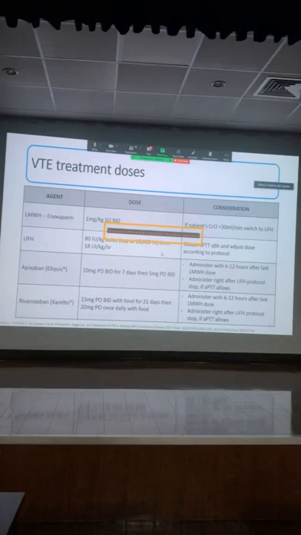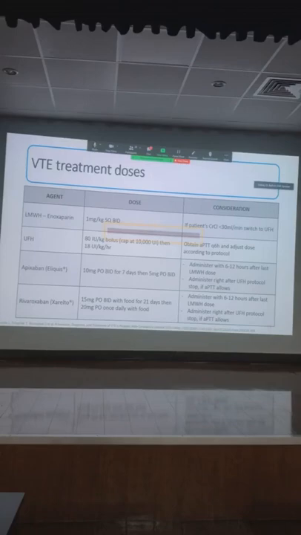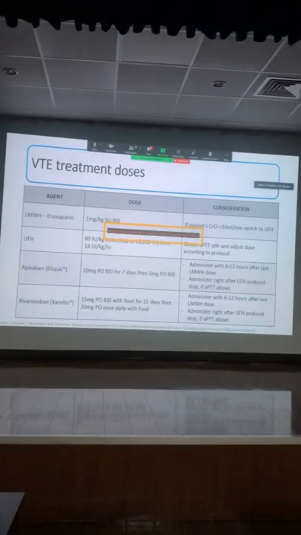Okay, so as you know, the metabolism of heparin is 2 to 4 hours in the liver. The peak half-life of the low molecular weight heparin is 5 hours. So if you inject the heparin now, you can do your operation, because it will stop working after 5 hours. So for this reason, I mentioned this.